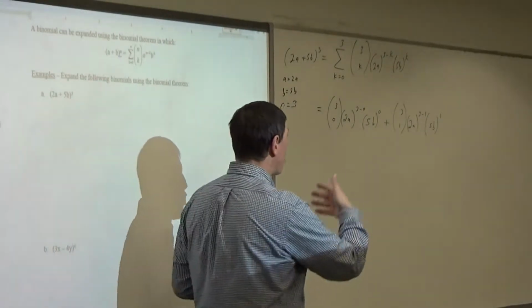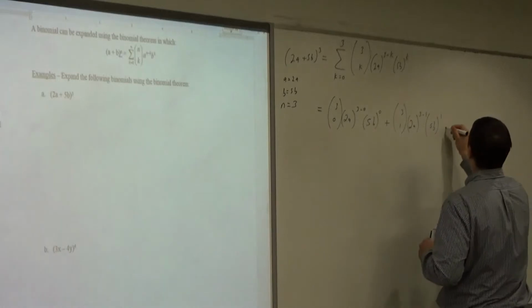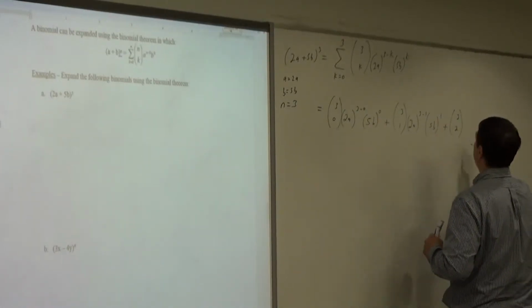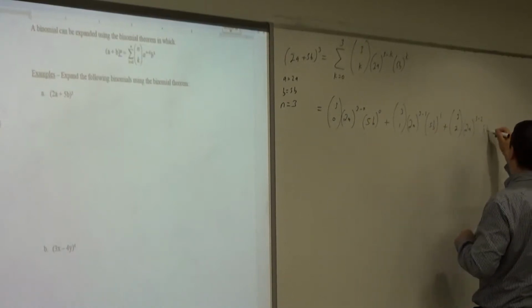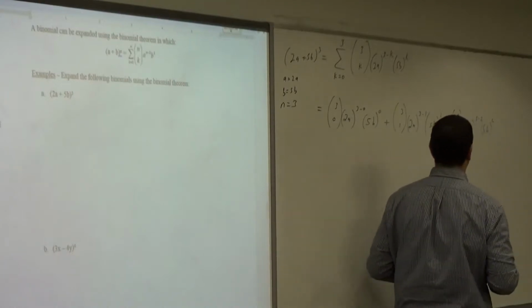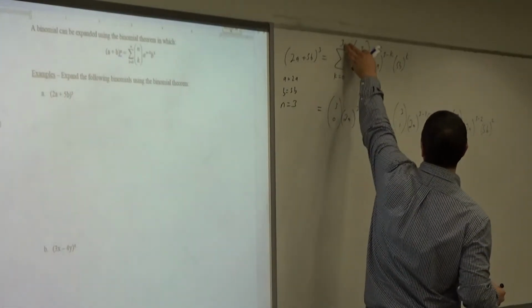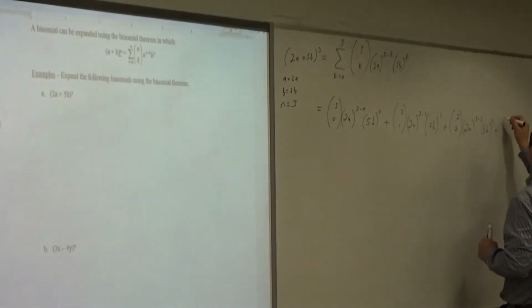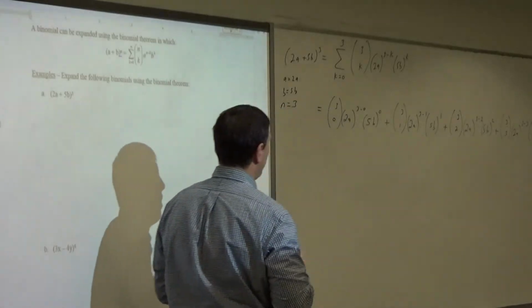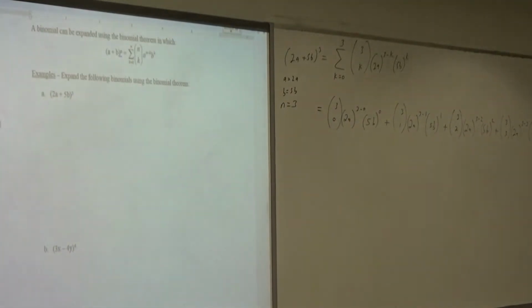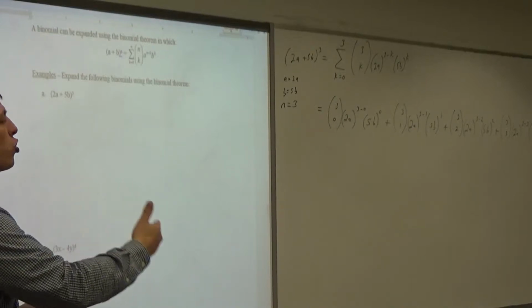For the next term, I'm going to increase k by 1 again. So this is going to become 3 combination 2, 2a to the 3 minus 2, 5b squared. And then finally we get to the third term, which is our upper bound of our series. So that's going to be 3 combination 3, 2a to the 3 minus 3, and then 5b to the third. Let me give you guys a moment to copy that down. All we're doing each time is just increasing k by 1.